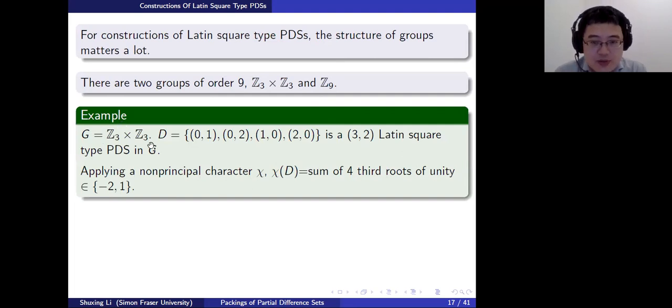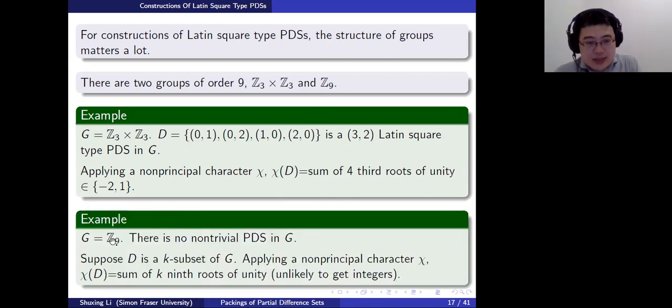And in 3 by 3, we have this example of a 3-2 Latin square PDS in G. And if we apply a non-principal character to D, we should get a summation of 4 third roots of unity. And this summation should always end up with -2 or 1. That is our example in 3 by 3.